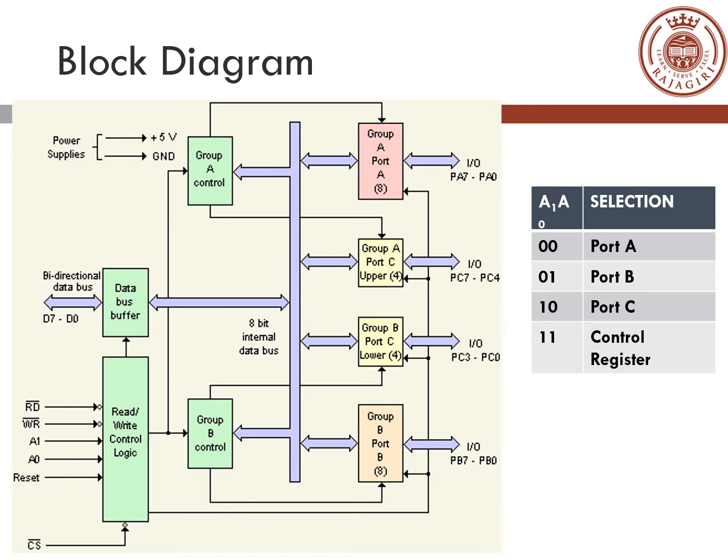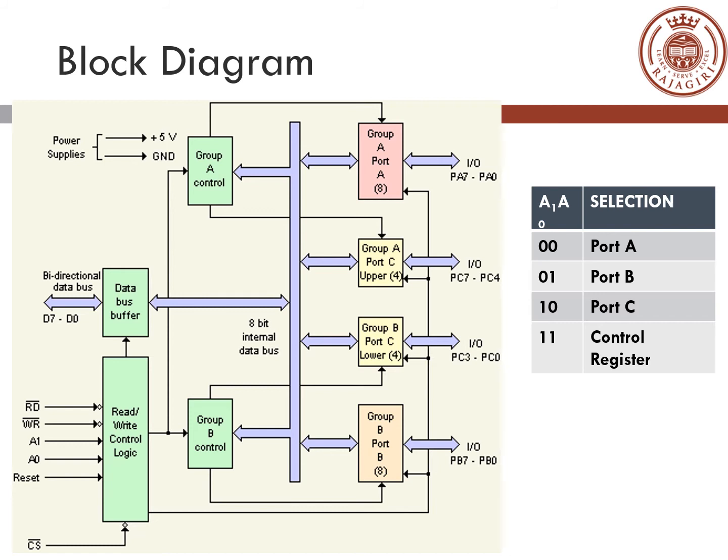Below it, A0 and A1 are the address bus to choose the destination. 00 means port A, 01 stands for port B, 10 for port C, and 11 to read or write the control register. To start using the chip, you have to program the control register to select the desired mode: mode 0, mode 1, or mode 2.